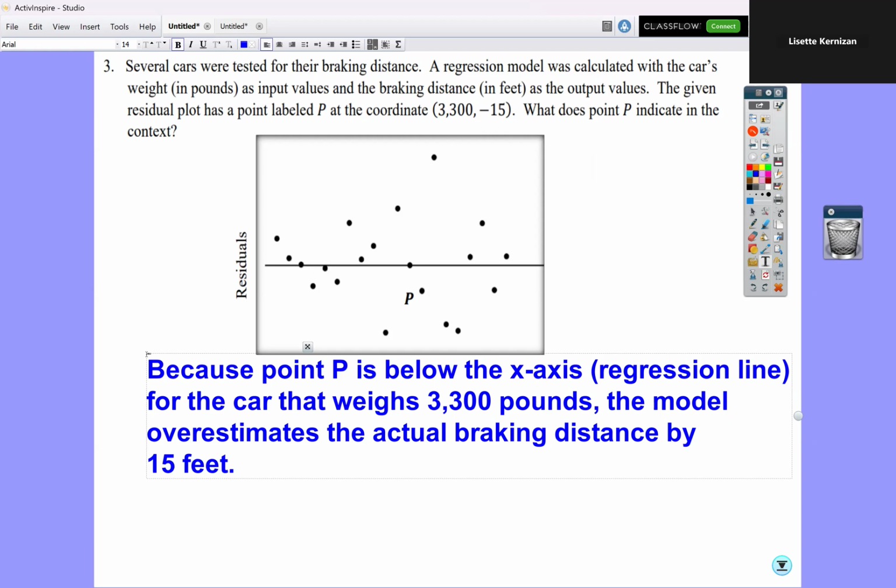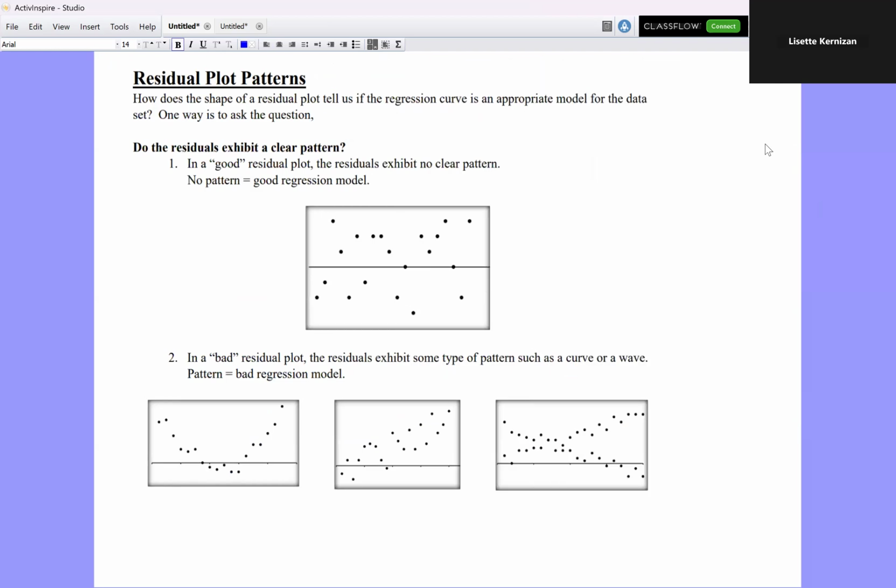Again, this is wordy. You can change the wording a little bit to say that P is below the regression line. So based on this regression line, for a 3,300 pound car, this model right here overestimates the braking distance by 15 feet. All right, so we're going to move on to the next question.